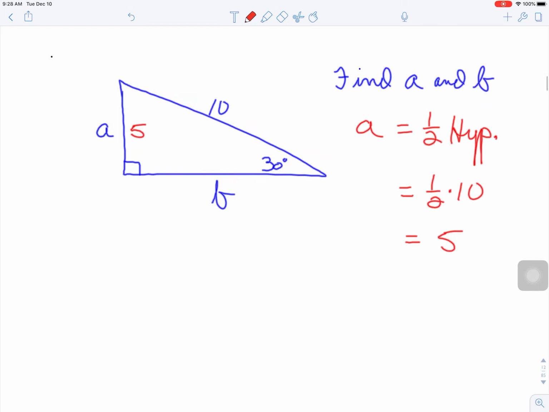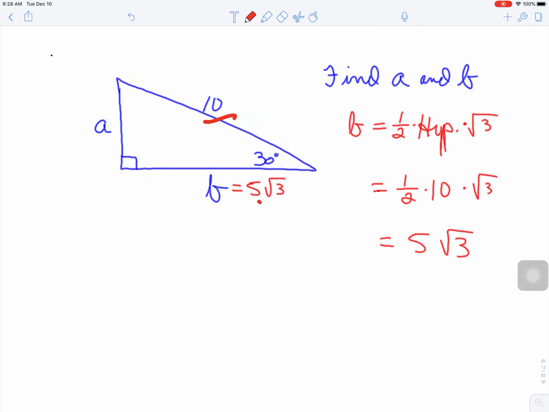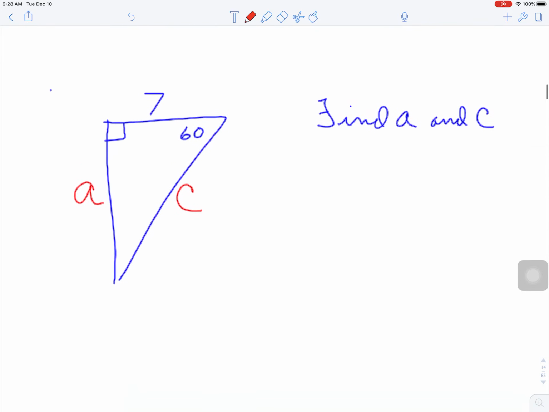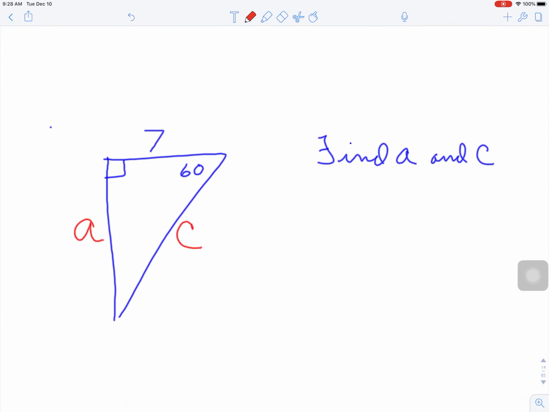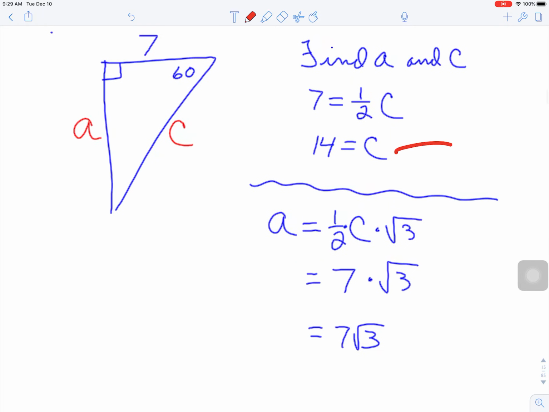So the A is just simply half the hypotenuse, 5 in this case, and then the B is half the hypotenuse times the square root of 3. Simple as that. Set it up a little bit differently. So now what I'm giving you, this of course then would be the 30 degree angle down here. And so that's the side across from the 30. It's half the hypotenuse. Well, then you can figure out that C has to be 14. And then the side across from the 60 is always that number times the square root of 3.